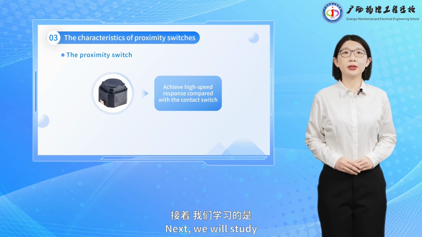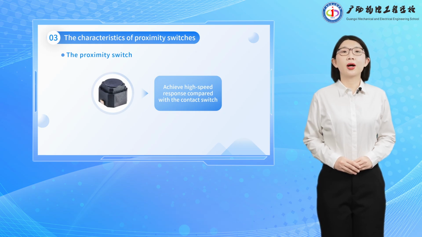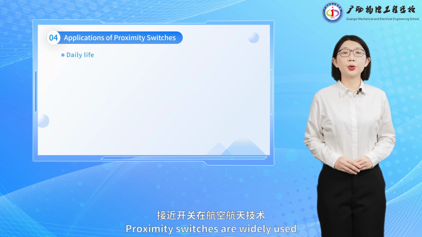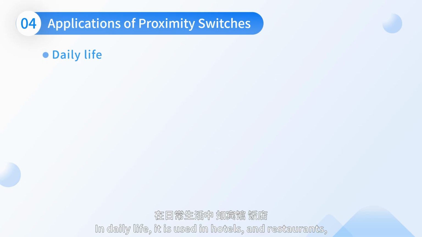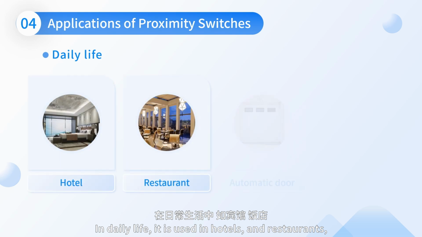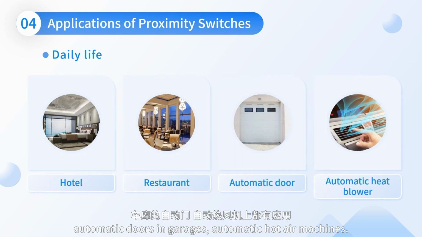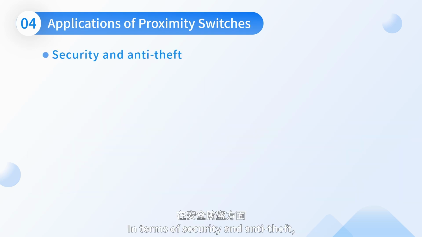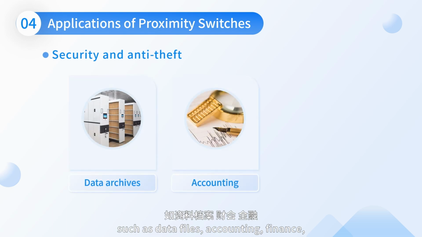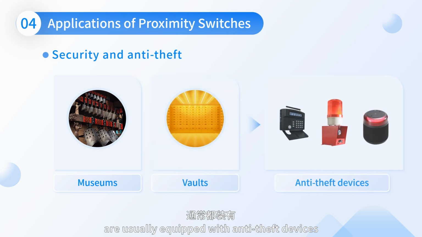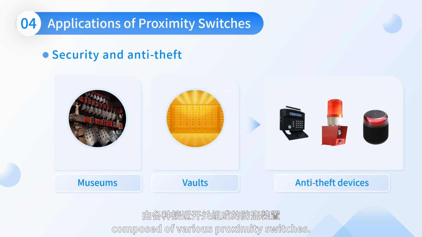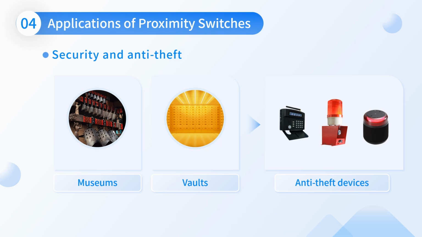Next, we will study the application of proximity switches. Proximity switches are widely used in aerospace technology and industrial production. In daily life, it is used in hotels and restaurants, automatic doors in garages, automatic hot air machines. In terms of security and anti-theft, such as data files, accounting, finance, museums, vaults, and other important places are usually equipped with anti-theft devices composed of various proximity switches.